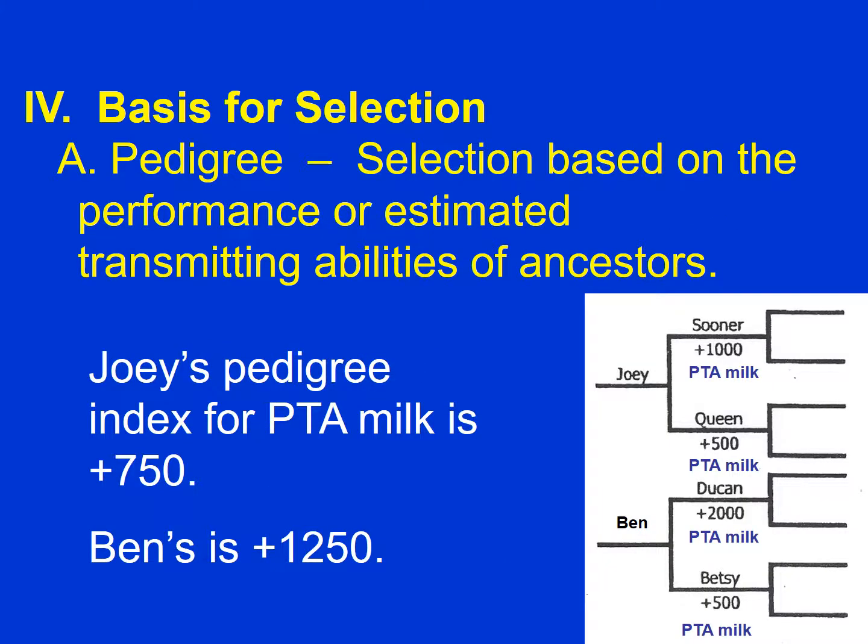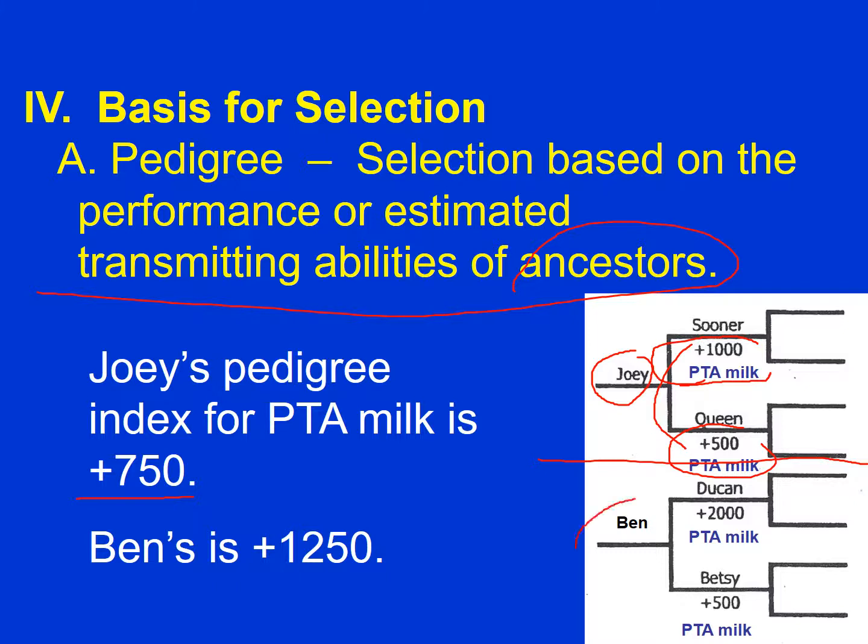So pedigree selection. Selection is based on performance or estimated transmitting ability of the ancestors. So we have a couple pedigrees here. We have two bull calves, Joey. His sire has a genetic evaluation of plus 1,000 pounds for milk. The dam has a genetic evaluation of plus 500 pounds of milk. So his pedigree index is the average of the PTAs of the parents, plus 750.